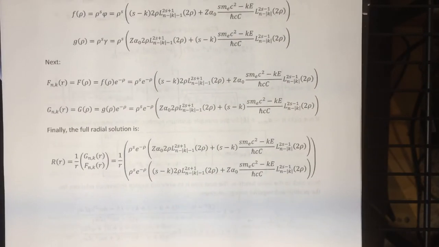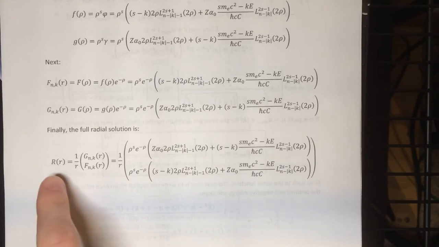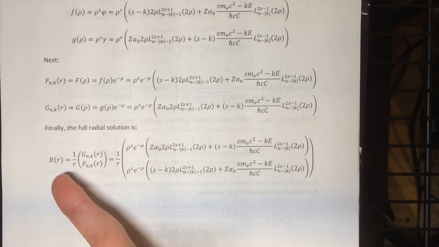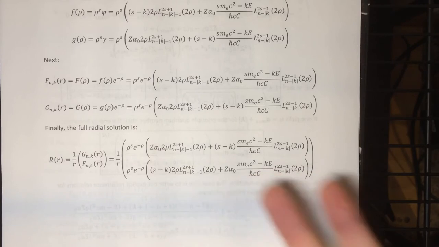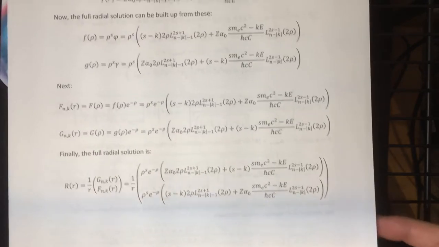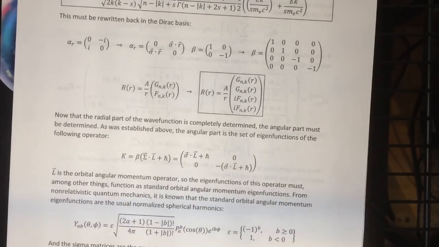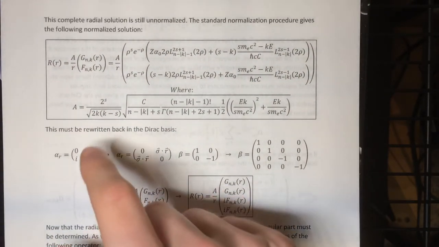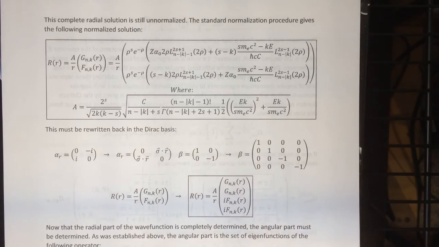So then if we remember that we factored out a 1 over r behavior, the full radial solution in this representation of the alpha r and beta matrices is this. So that's our radial solution. Now we need to transform back to the Dirac representation. Oh wait, actually, let's normalize first. I guess I normalized first. I forgot I normalized this first. So that was the unnormalized solution that I just showed you.